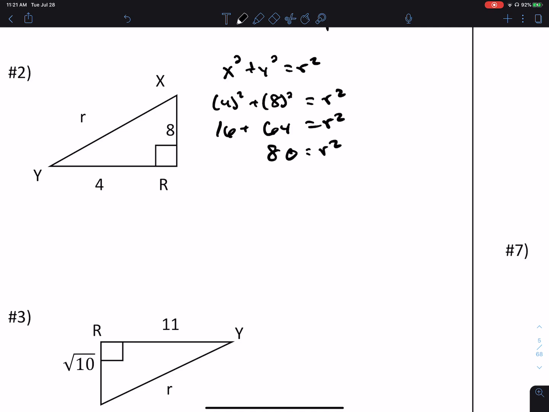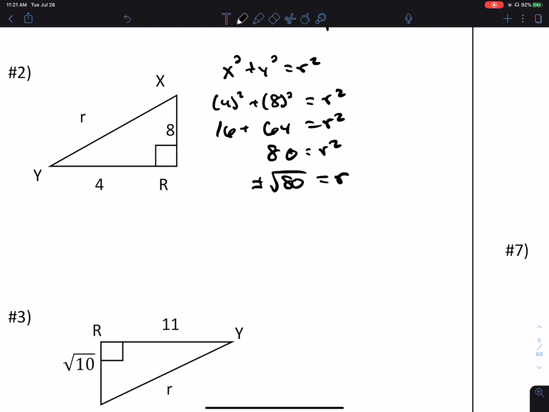Is r squared. If we then square root both sides, to get r by itself, we're going to get plus or minus the square root of 80 is r. And this is the whole reason we did section 8.1, simplifying radicals, because we're going to have radicals all over the place.